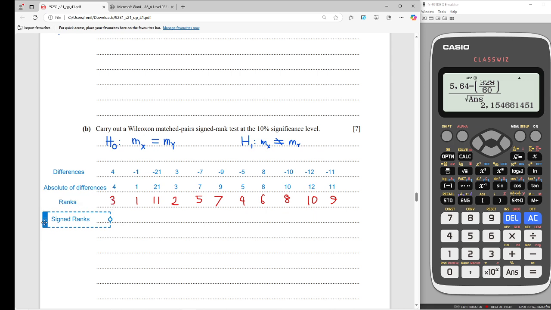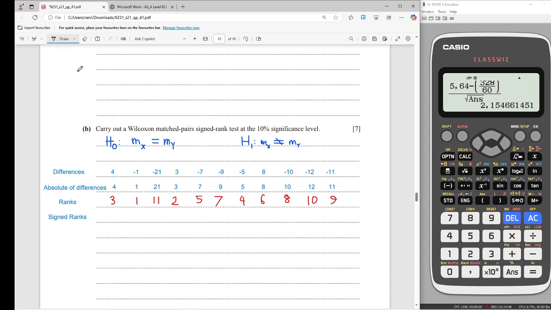Signed ranks is basically we're going to take into consideration the differences. So if it's a positive difference, we get a positive rank. In the first instance, our rank is 3 and our difference is a positive 4, so our rank becomes a positive 3. The second example here, we have a rank of 1. Our difference is negative 1. It's a negative value, so our rank becomes negative 1. So this becomes negative 11.